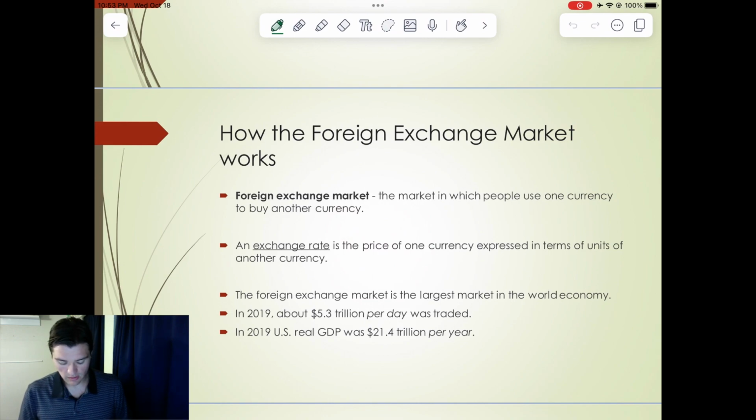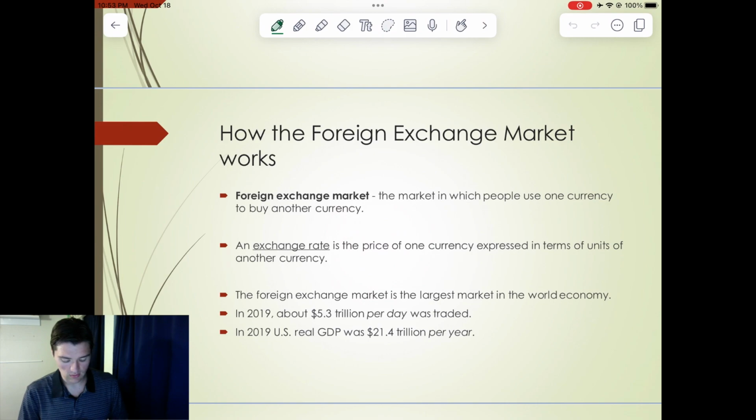The foreign exchange market is the largest market in the world economy. In 2019, about $5 trillion per day was traded. So it's pretty popular in order to basically trade these things. And we'll get into why they trade a lot, and mainly it's because people are trying to make money. So that's why it's traded every day.